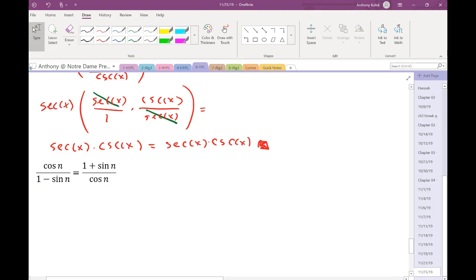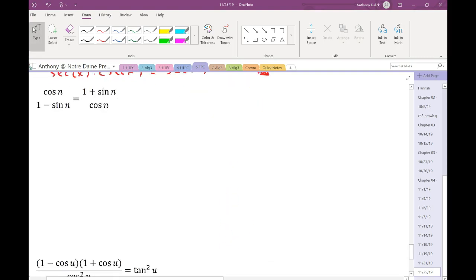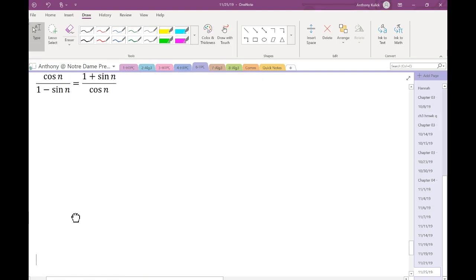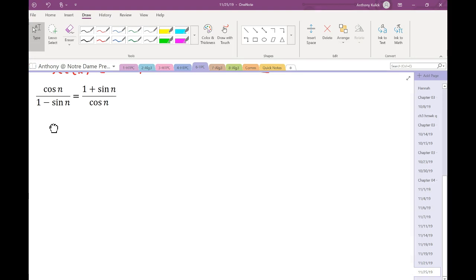Okay. So let's look at this next identity. Cosine n over 1 minus sine n equals 1 plus sine n over cosine n. Which side looks like the more complicated? They look pretty similar, so it probably doesn't matter here, right? Okay, so for the sake of argument, let's just start with the left-hand side. Sound good to you guys? Okay.